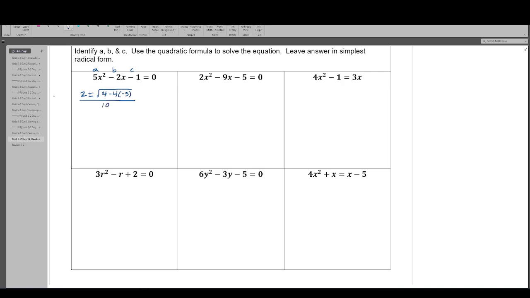So here, this is going to become positive, so we'll actually have real solutions this time. 2 plus or minus the square root of 4 plus 20 is 24, divided by 10. Now we can simplify the radical. So now that we've simplified what's underneath the radical, we need to simplify the radical, and we can do that as 24 is 4 times 6, so this gives us a 2 on the outside. So we get 2 plus or minus 2 root 6 over 10.